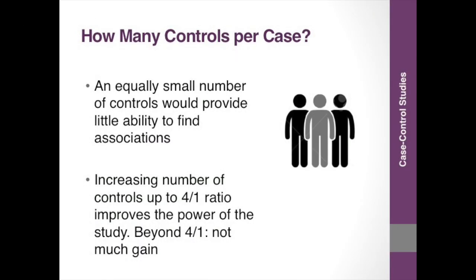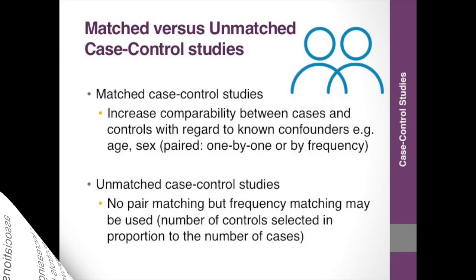How many controls per case? An equally small number of controls would provide little ability to find associations. So increasing the number of controls up to a ratio of 4 to 1 would be okay and might improve the power of the study. Going beyond this number might not represent much gain in terms of statistical power.